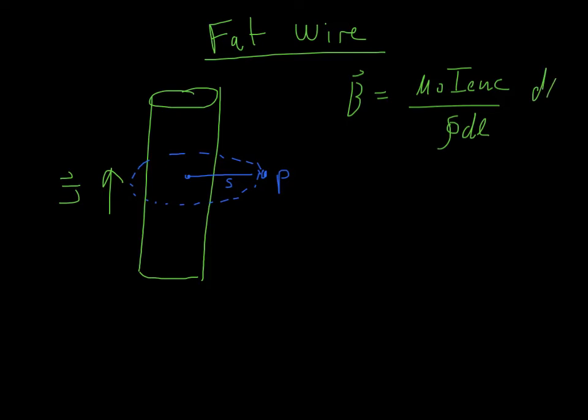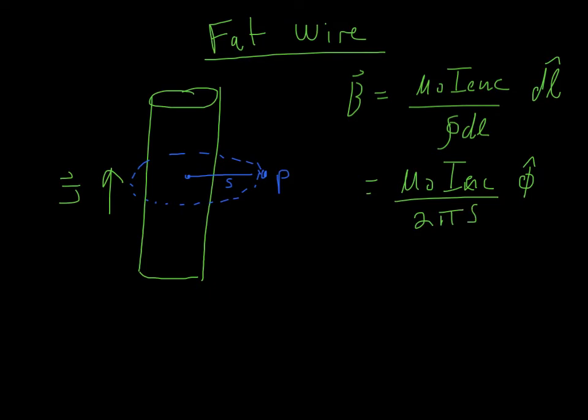Let's do dl hat. Alright, so what we should have here is mu naught I inc. Ooh, that's supposed to be an inc. It's going to be in the phi hat direction. And the integral is just going to be 2 pi s. That's the circumference of this loop that I drew. Now, we need to find out what I inc is.